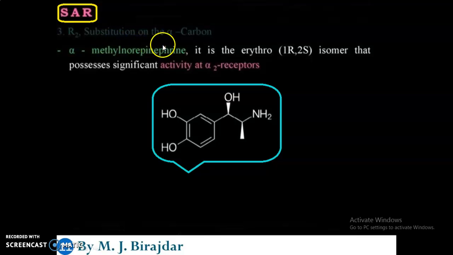R2 substitution on the alpha carbon atom. Alpha methyl norepinephrine, it is the erythro isomer that possesses significant activity at the alpha 2 receptor. This is the structure of alpha methyl norepinephrine.